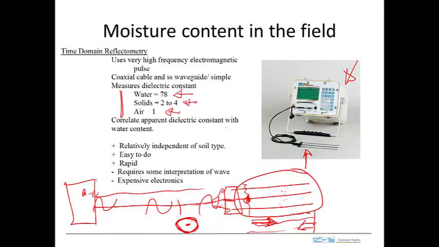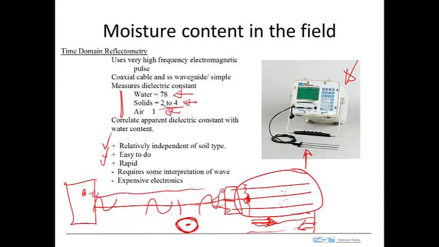So the plus side of this is that it's relatively independent of soil type. It depends on how much water there is, but the type of solids that are there don't really matter so much. It's pretty easy. Once you have one of these devices and you have all of the gear, it's pretty easy to set up and run. You don't have to have special licenses and permits. It's pretty fast.